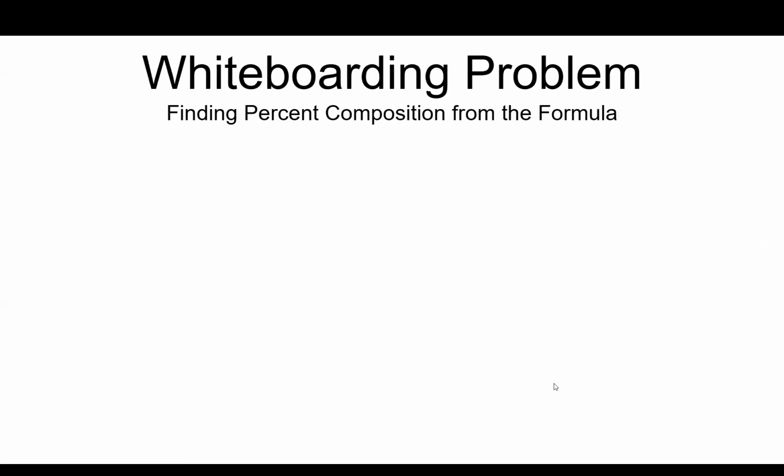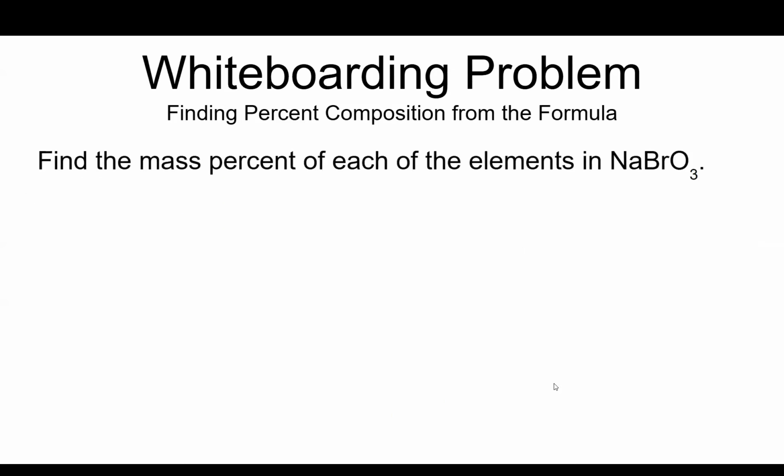Let's try another one. Let's say that we're asked to find the mass percent of each of the elements in NaBrO3. This is an ionic compound called sodium bromate. If you take the time to look up 1 atom of sodium, 1 atom of bromine, and 3 atoms of oxygen and add them up, you would arrive at a molar mass of 150.9 grams per mole.